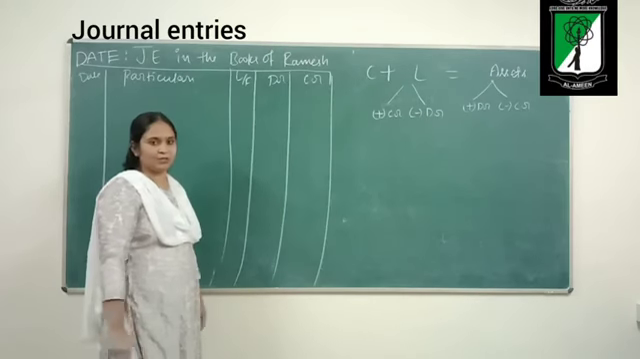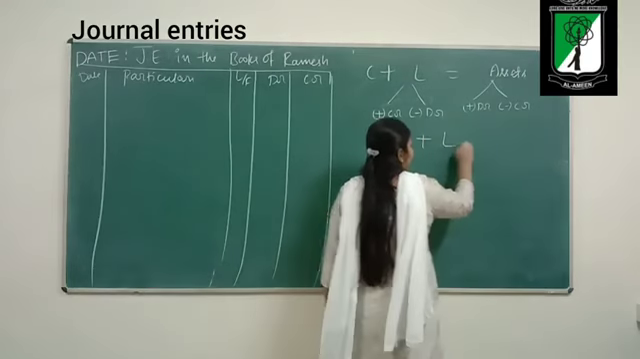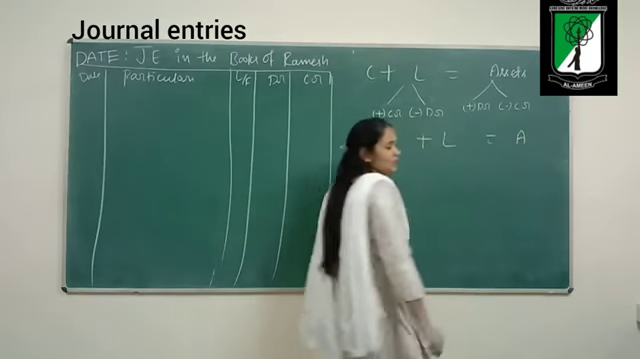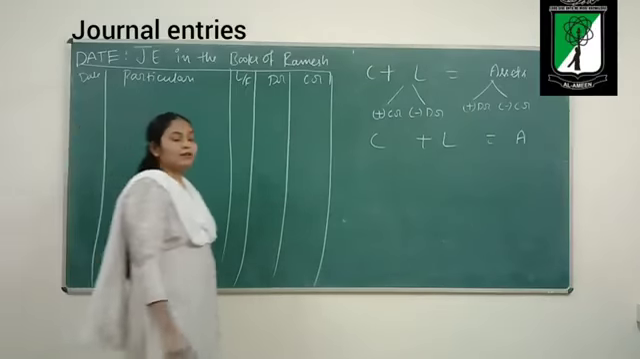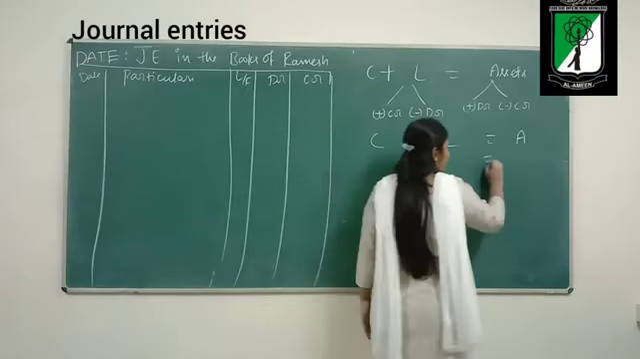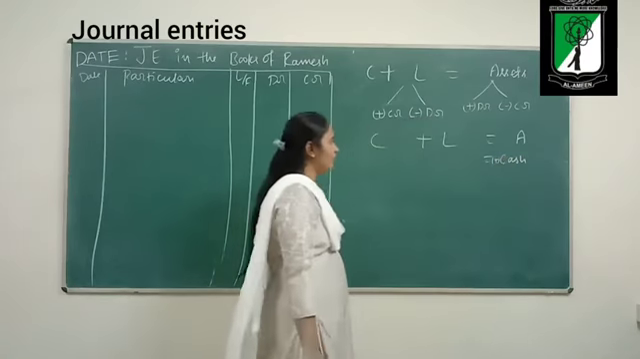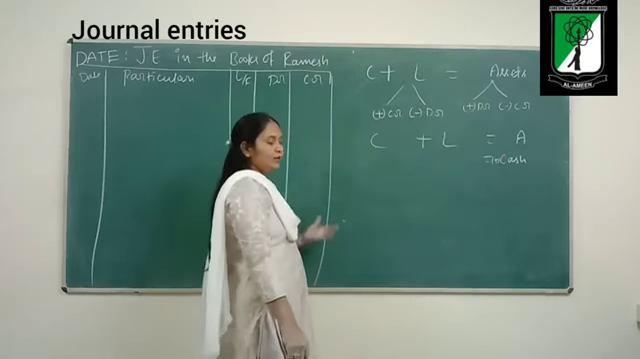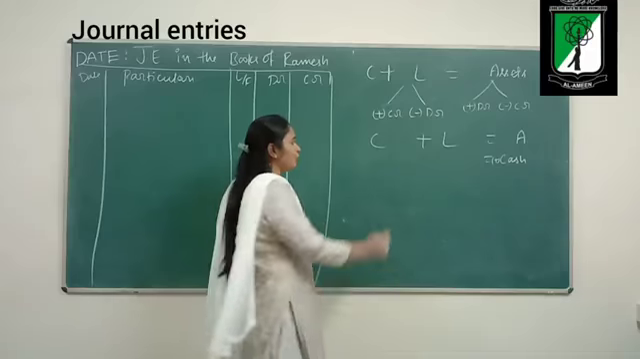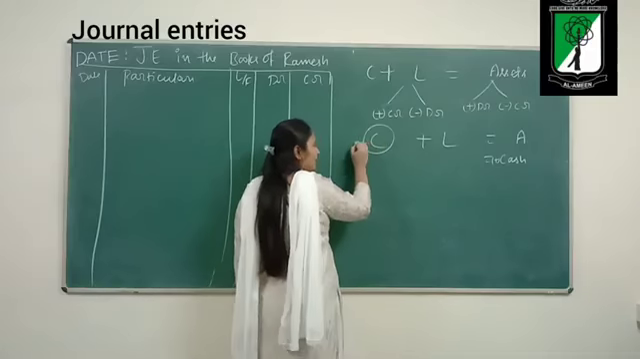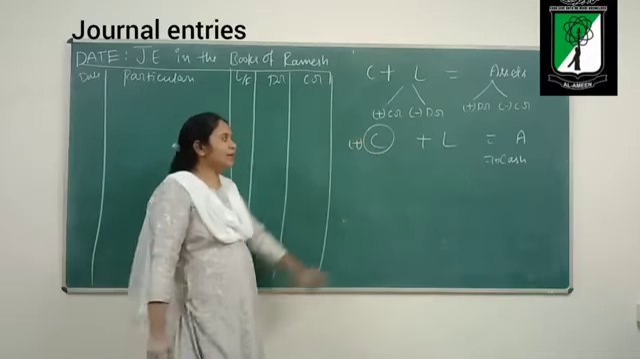Business is receiving commission. So the accounting equation is capital plus liabilities is equal to assets. Now, business is receiving commission in the form of cash. When it receives commission, it's a type of income, due to which my capital balance will increase.